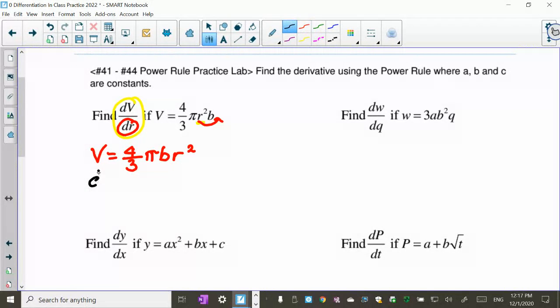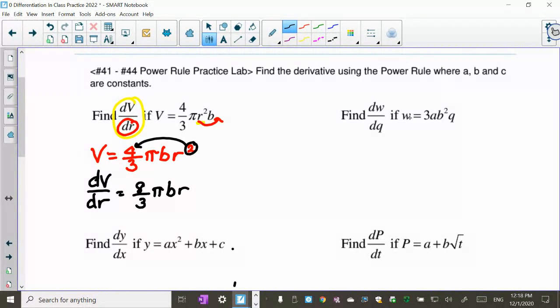Now I'm going to take the derivative of v with respect to r, and by doing that, I'm going to use the power rule, so then I'm going to use this and multiply that by 2, so that's going to be 8/3. Keep my constants there, and that'll be r to the first power. So that would be the derivative of v with respect to r. So I wanted to show them that trick.